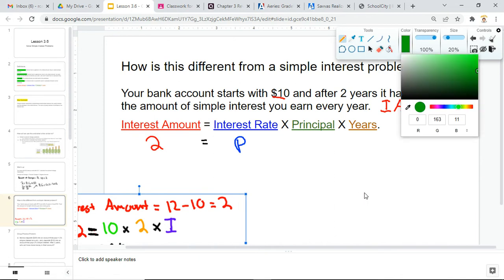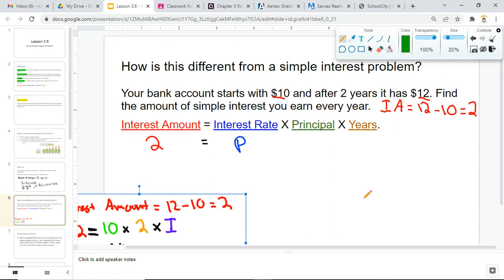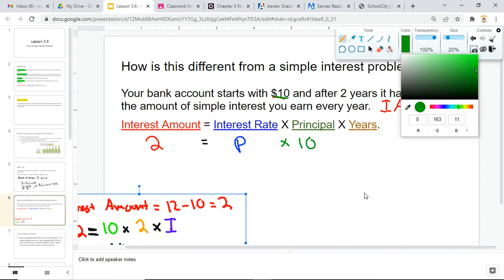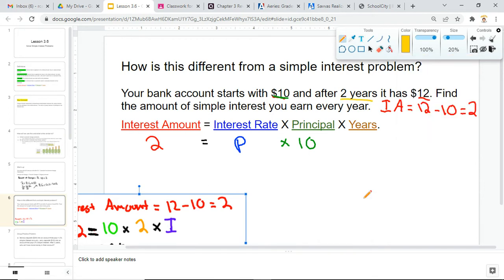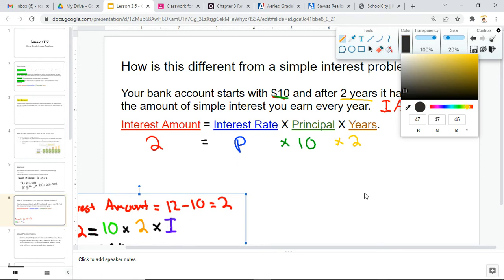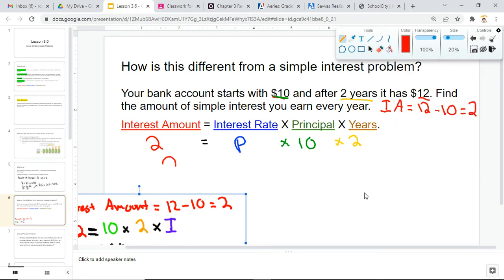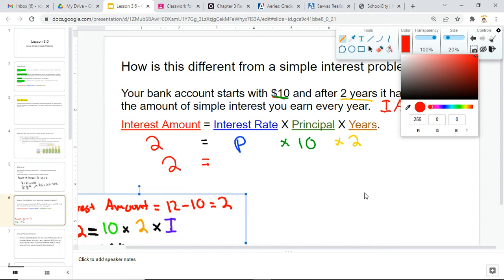Now I also have my principal. Let's find what my principal is. Remember, the principal is the original investment or your old value. So since my principal here was $10, that was what we started at, I'll do times 10. And lastly, the amount of years. It told me we did this for 2 years, so I'm going to multiply by 2. All right, now we just simply need to multiply these numbers together. I'm going to get 2 on the left-hand side of my equation is equal to P times 10 times 2. Well, 10 times 2 is 20, so I get 20P.